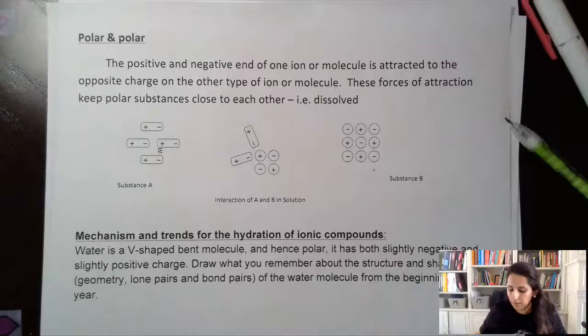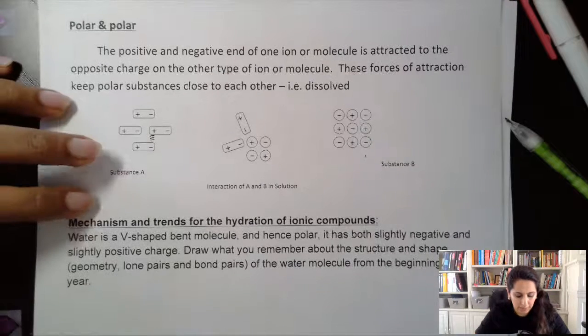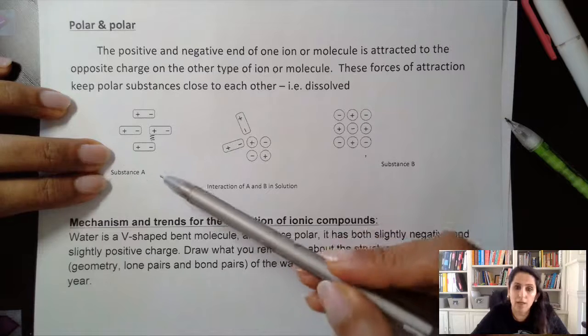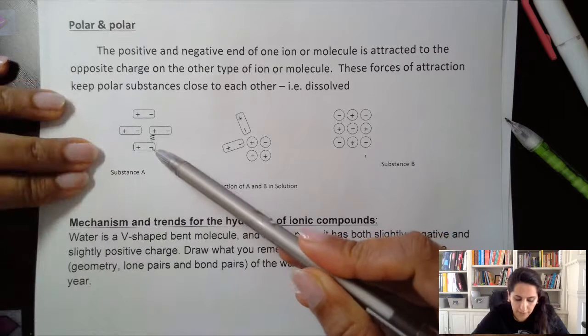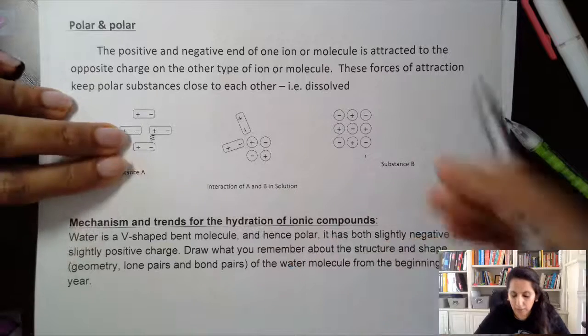Okay, let's look at that again. So let's look at different cases when both the solute and the solvent are polar. What happens in that case? Well, both substances have got electrostatic forces of attraction, so the positive and the negative is attracting on the solute and the solvent side.